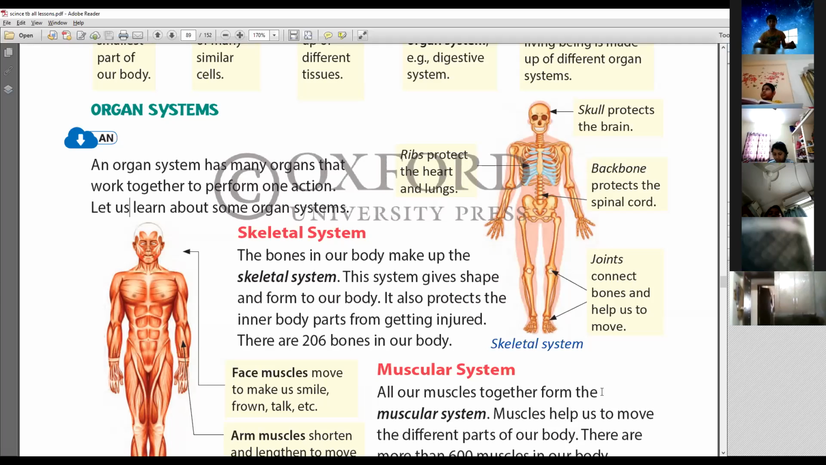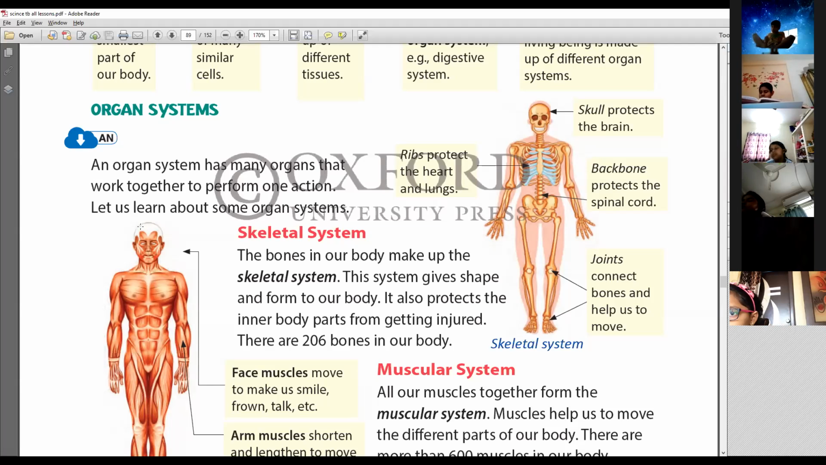If you don't have nutritious food, if you always eat junk food which doesn't have any healthy nutrients, then we will become sick. Wholesome food we should eat. Okay, you know the food pyramid? I think in the last class you learned. According to the food pyramid, we should consume food. Then only all our organs will work perfectly. So our organ system has many organs that work together to perform one action. Now let's learn what particular organ system performs which action.